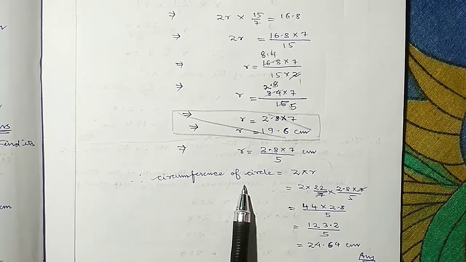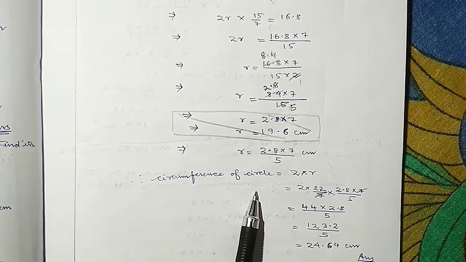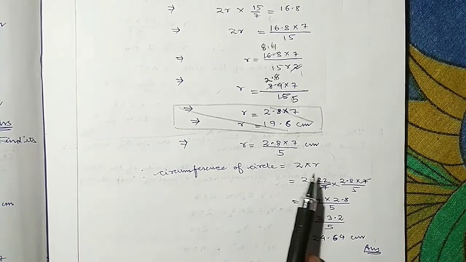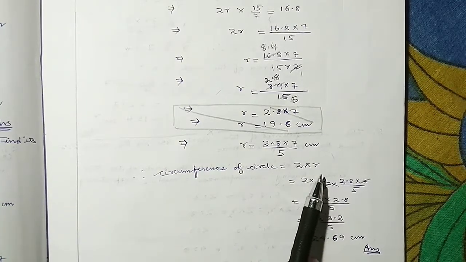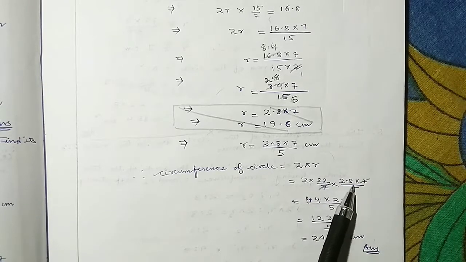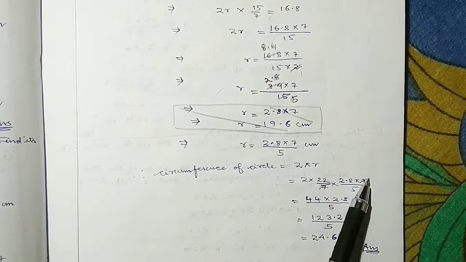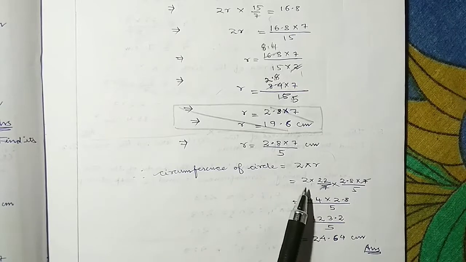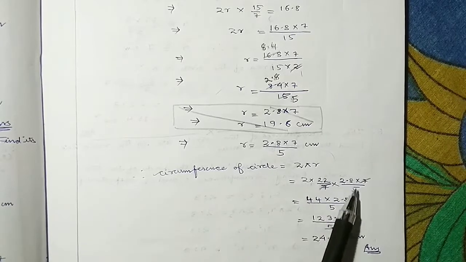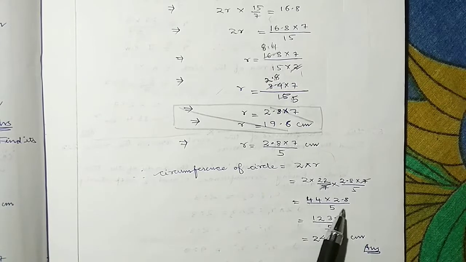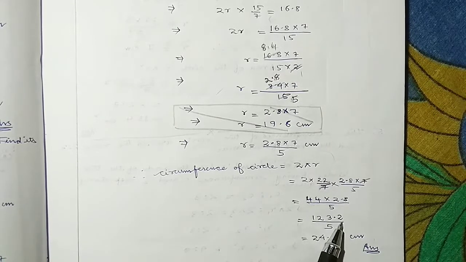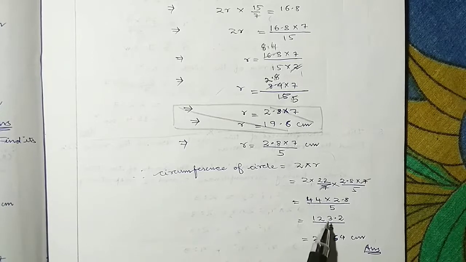Now we need to find the circumference. What is the circumference of a circle? The circumference of a circle is 2 pi r. So 2 into 22/7 into radius. Radius is 2.8 into 7/5. If I cancel 7, 7 will be cancelled. So we are left with 44 into 2.8/5. If I multiply 44 into 2.8, we are going to get 123.2/5. On division, 123.2/5, we are going to get 24.64 centimeter.